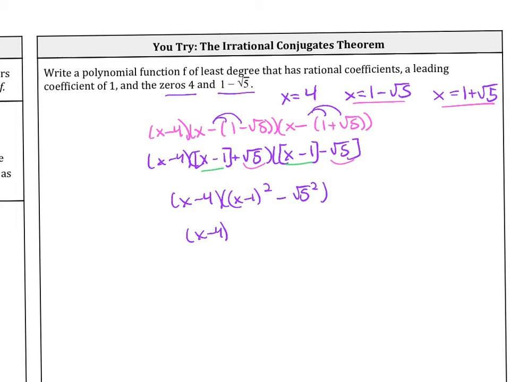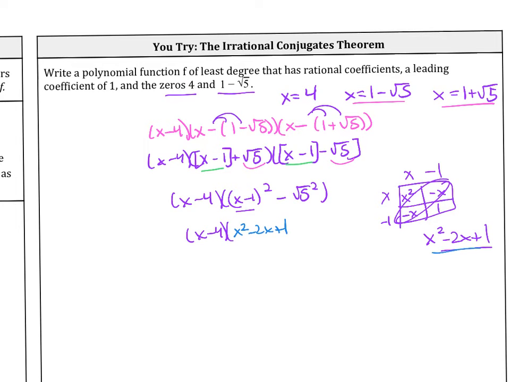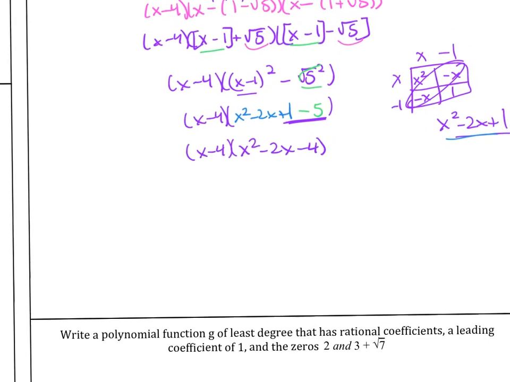So x minus 4, x minus 1 squared. So x minus 1, that's x squared minus x minus x plus 1. So that becomes x squared minus 2x plus 1. So that's going to replace this. So I'm going to put that in: x squared minus 2x plus 1. This minus square root of 5 squared just becomes a negative 5, right? So we just get rid of the square, and the square root and the square cancel each other out. So that's minus 5. So simplifying further, x minus 4. I can combine 1 and negative 5. So that's x squared minus 2x minus 4.